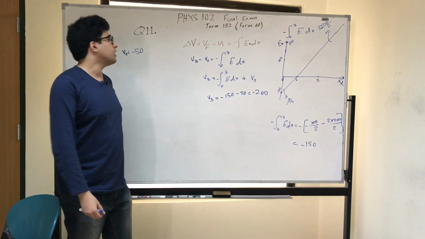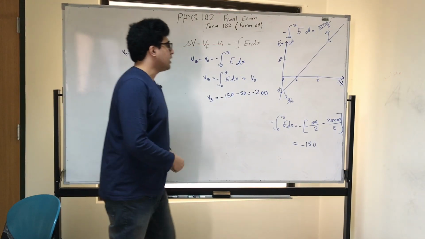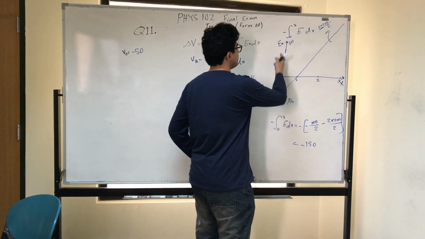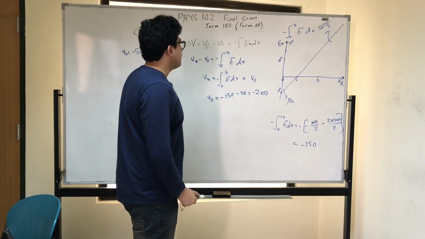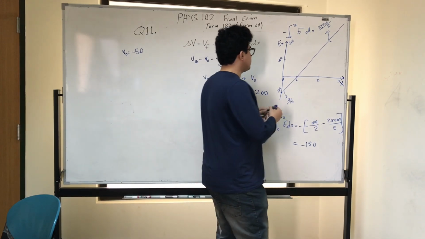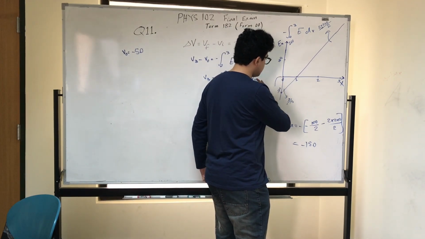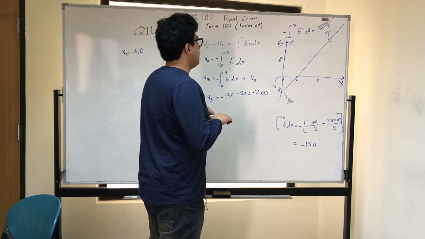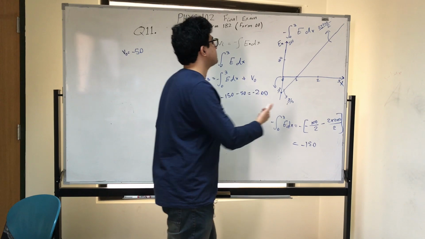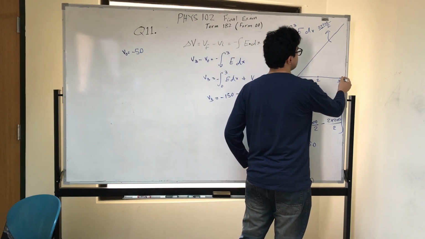All right, guys, so for question number 11, we're given this graph of the electric field versus the displacement, or X. And we're given the electric potential at the origin. So the electric potential at the origin is minus 100. And we're asked to find the electric potential at this point.